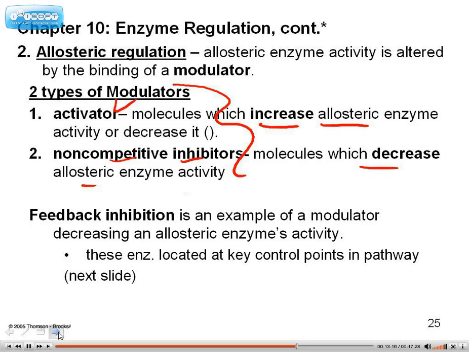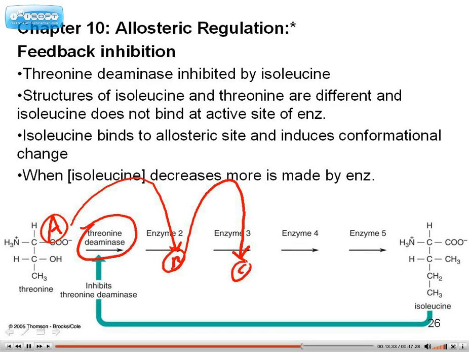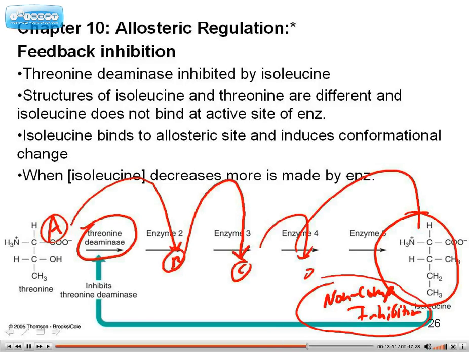So let's see an example of feedback inhibition. This right here is an enzyme. And again, we're looking at a pathway where A will create a product B. That's going to be used as a substrate, and another enzyme-induced activity creates C, and so forth. Notice down the line we have this product that's formed called isoleucine. This isoleucine is an example of a non-competitive inhibitor, a general example of a modulator which decreases this particular enzyme's activity.